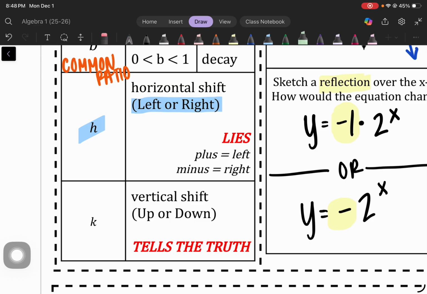Okay? And then last but not least, we have a vertical shift, which we show with the letter K. Again, we've talked about these before. I'm trying to think of what section we talked about them in. It'll come to me in just a second. But we've talked about these shifts. K means up or down, and K will always tell the truth. Okay? It's never going to lie to you. All right? It's never, ever going to lie to you.